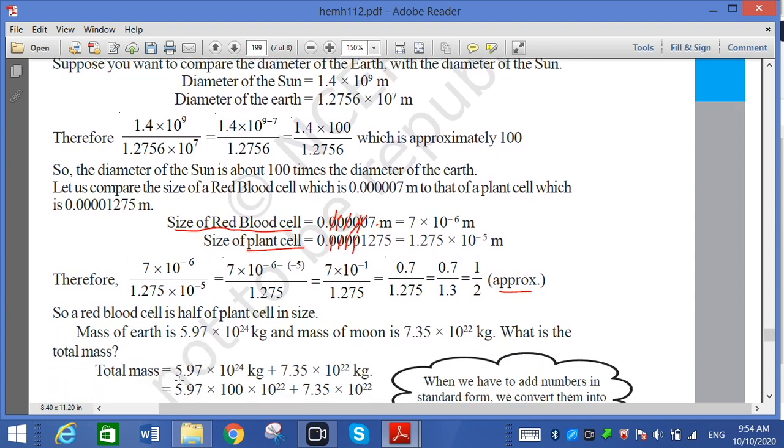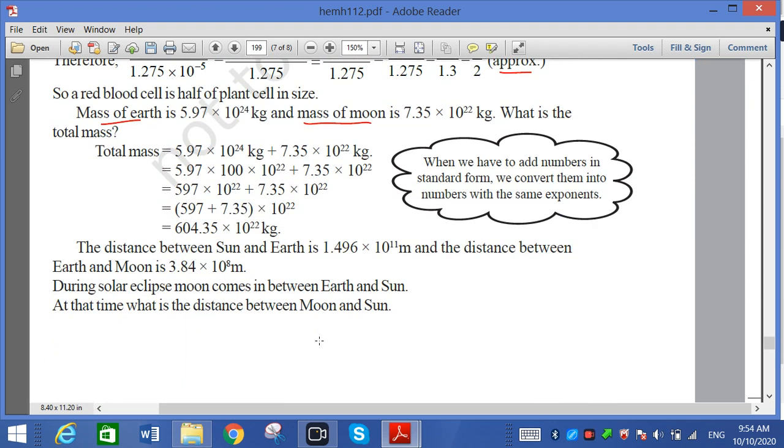So it is a comparison between mass of earth. We can also compare mass of moon. So it is one type of GK based question. You have to remember total mass. Always remember mass of earth and mass of moon. So mass of earth plus mass of moon, if we total, it is 604.35 into 10 the power 22. See, these are all GK based questions.